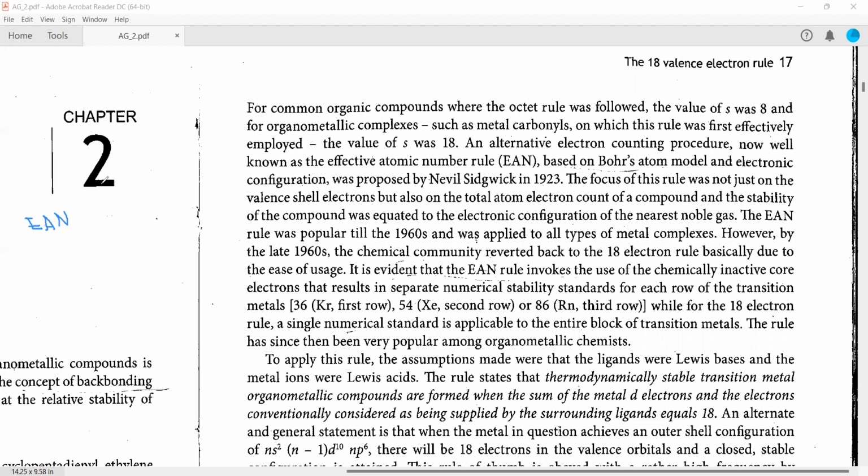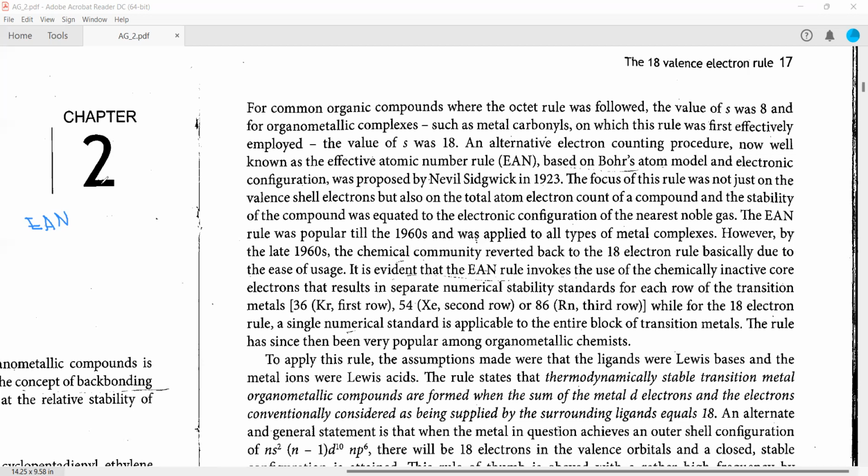For example, you are given a metal complex and you are set to count electrons according to the EAN. In that case, you need to count all of the electrons, not just the valence electrons. If the total number of electrons in that metal complex is equal to the atomic number of the nearest noble gas, then you say that your metal complex is stable. So that is what EAN is.